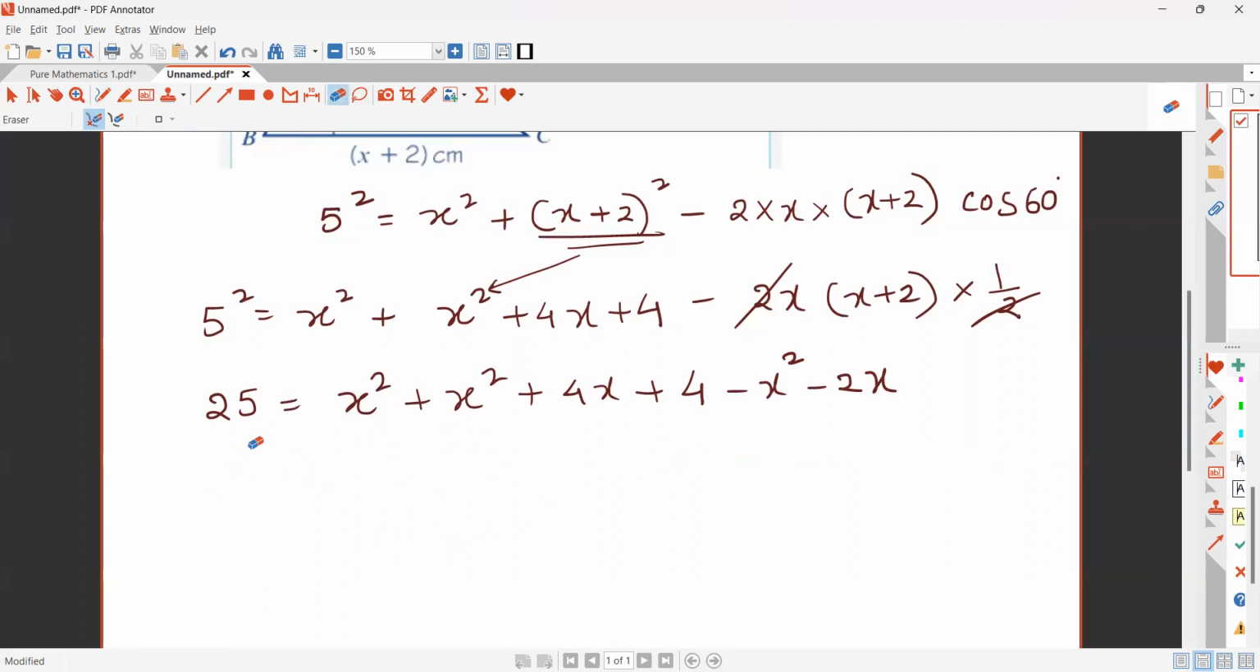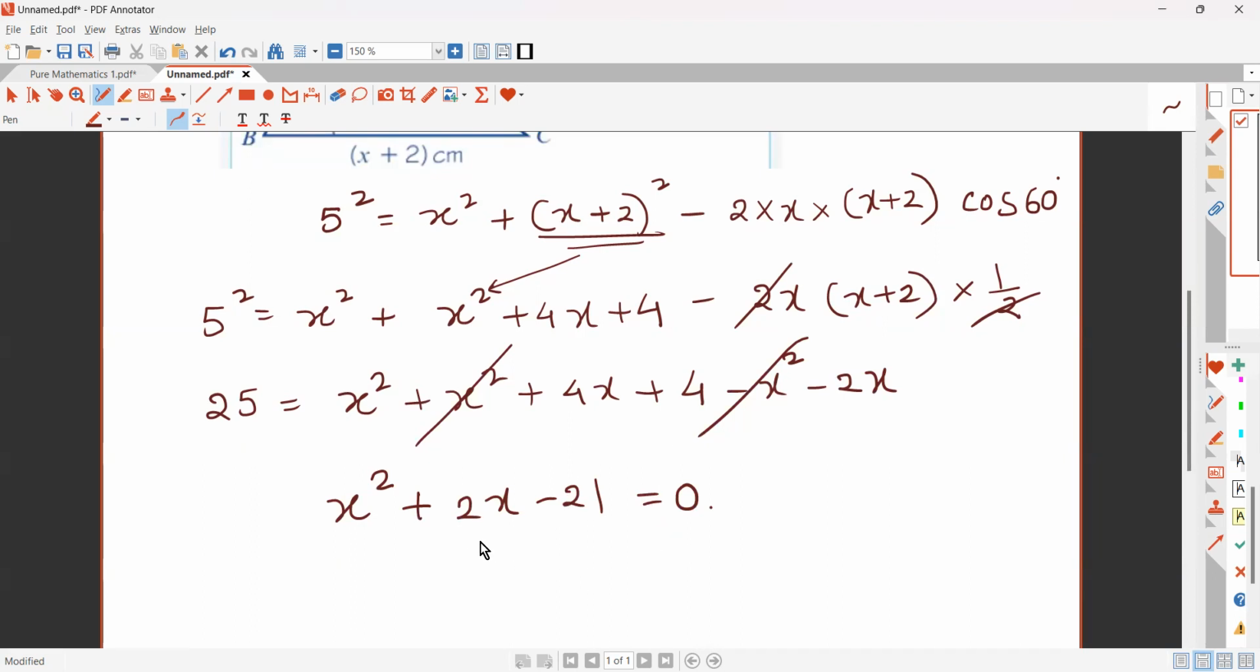So your x square and x square got cancelled. You have x square left. Then you have plus 2x. Then you have 4 minus 25. How much is 4 minus 25? Minus 21. Equals to what? 0. Get the answer, please.